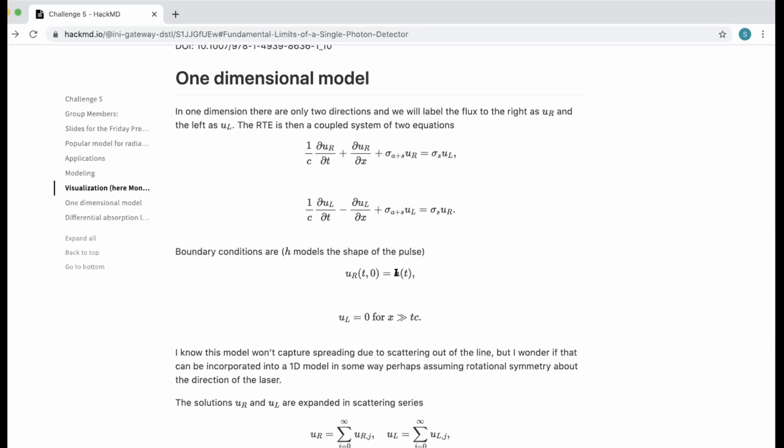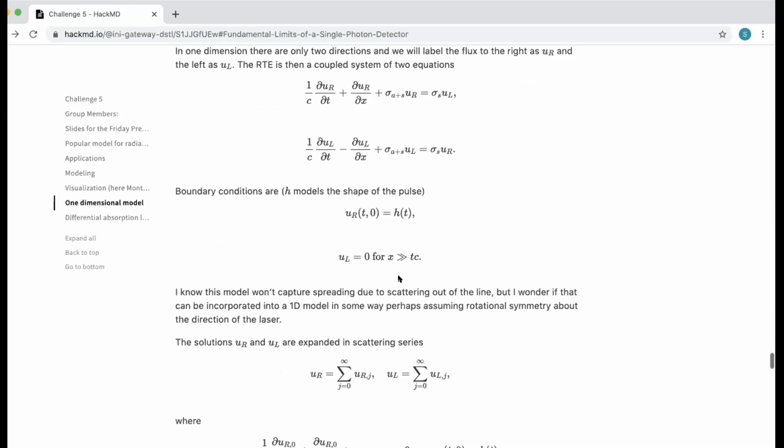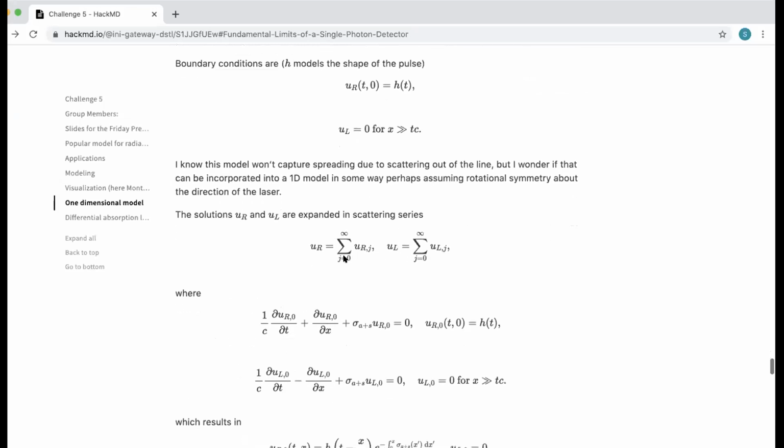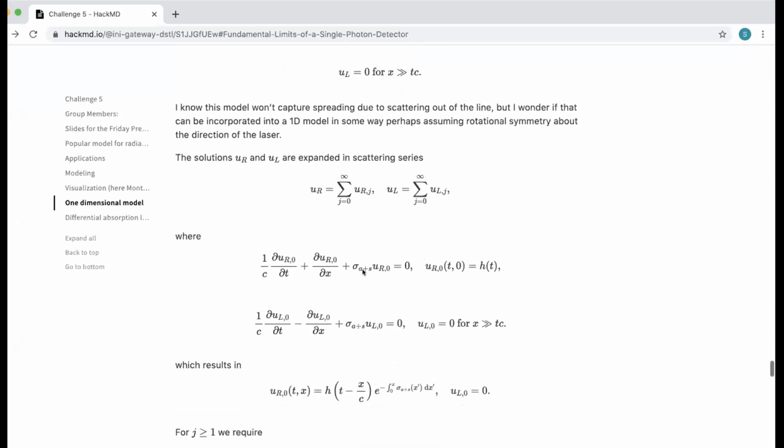But Oliver mentioned there's initial conditions. So there would be an initial condition at the source of the laser that models the shape of the pulse. And then you could expand the photons moving to the right and left, UR and UL, in the scattering series. So these terms in the series each represent photons that are scattered a certain number of times.